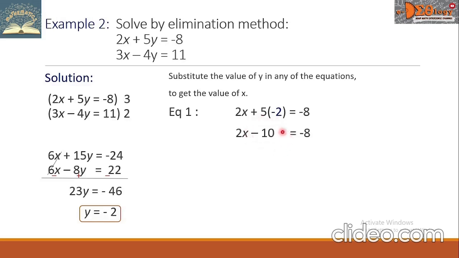5 times negative 2 is negative 10. Then we transpose the negative 10 to the right. So 2x equals negative 8 plus 10. The right side becomes positive 2. To solve for x, we divide the equation by 2. So x equals positive 1. This is the value of x.